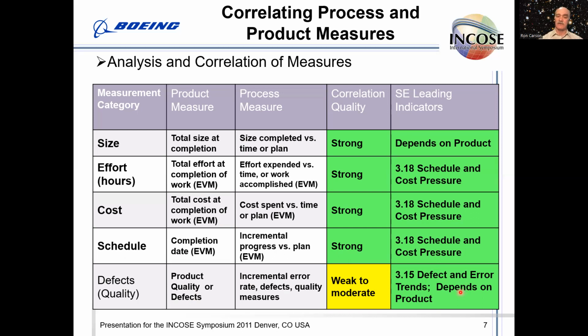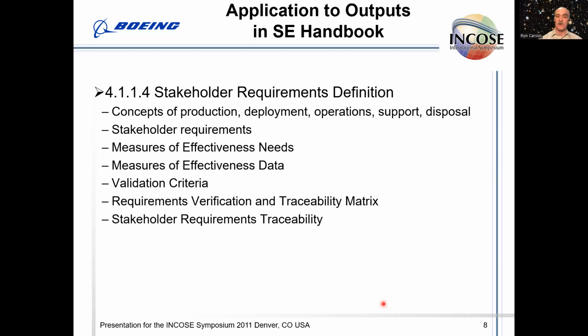So that's a general outline, and you could use this for examining any systems engineering work product or any work product to attempt to define what's the product measure, what are the process measures, and attempt to do the correlation. For the rest of this presentation, I'm going to talk about specifics related to the work products from some of the technical processes in the SE handbook.